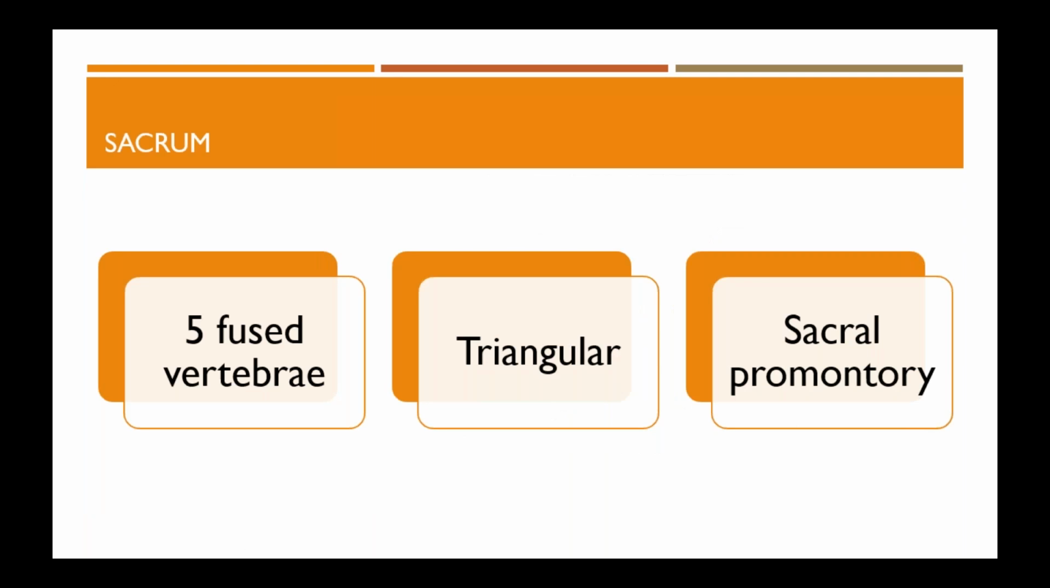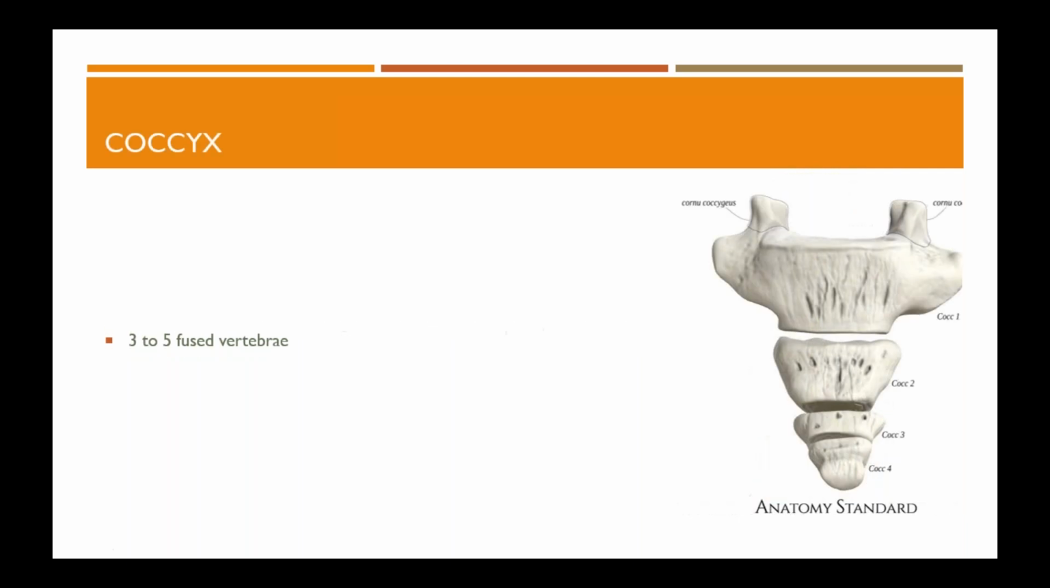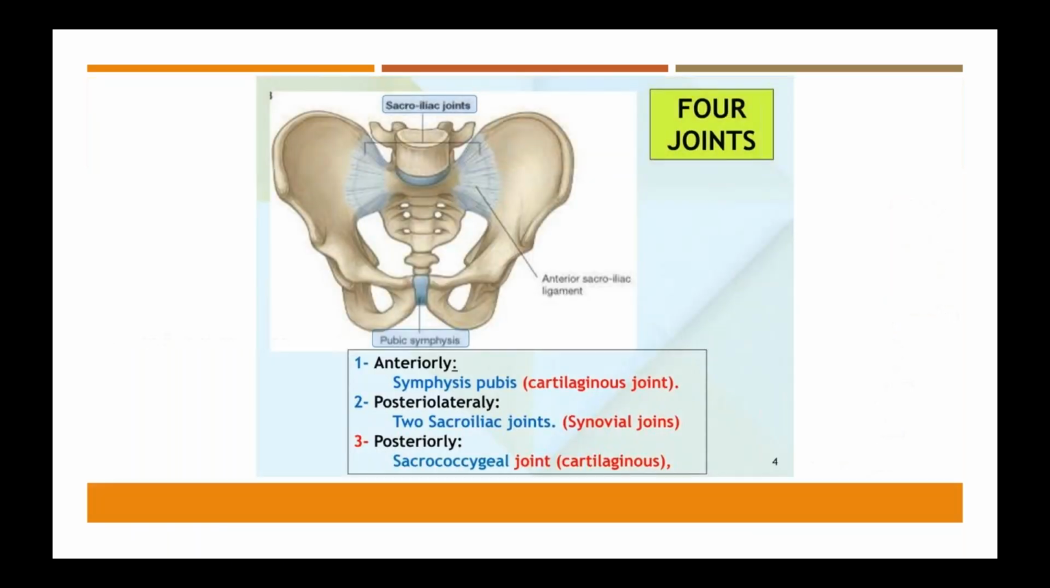Coming to the sacrum, it is 5 fused vertebrae which are joined together and thus they form the sacrum. It is triangular in shape and it has a sacral promontory. Now, it is important to know that the dural sheath terminates at the level of S2, and beyond this there is fatty tissue, the cauda equina, and the filum terminale. The coccyx is made up of either 3 to 5 fused vertebrae.